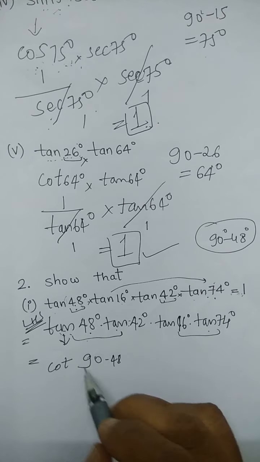Then from these two also, do you want to change the first one or the second? First? Okay. So tan will be cot, and the 16 degree complementary angle will be 74 degree. And this one you write as it is: tan 74 degree. Everybody understood this step?